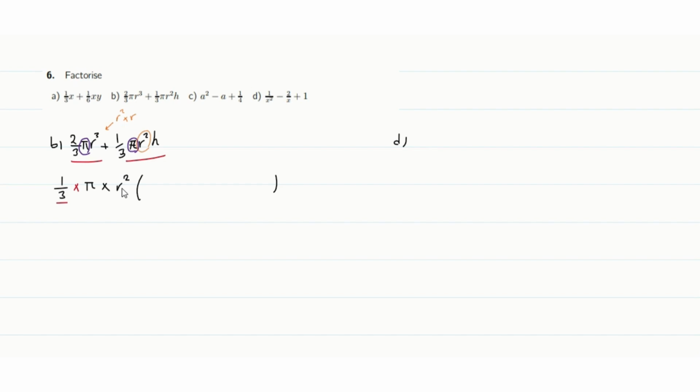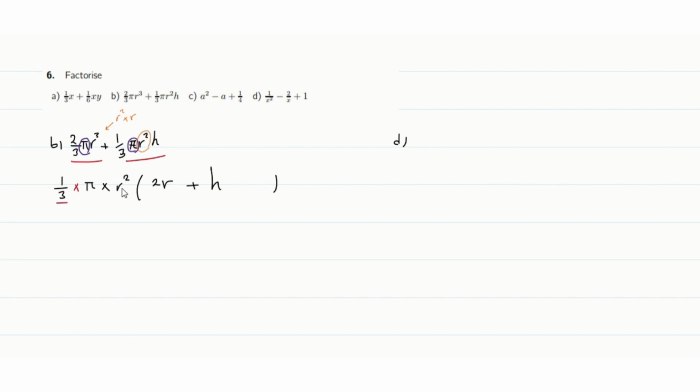So the first term, which is 2 over 3 pi r cubed, divided by this one would be equal to 2r, plus. And what is the second term? It is 1 over 3 pi r squared h, divided by this one would be equal to h itself.